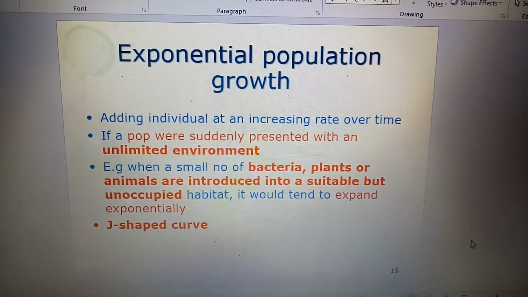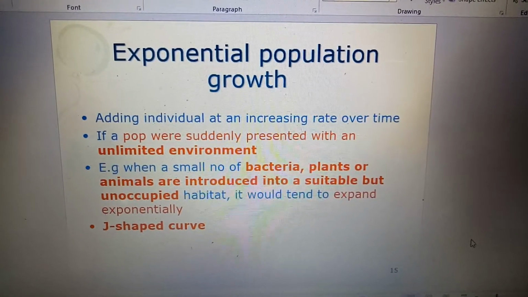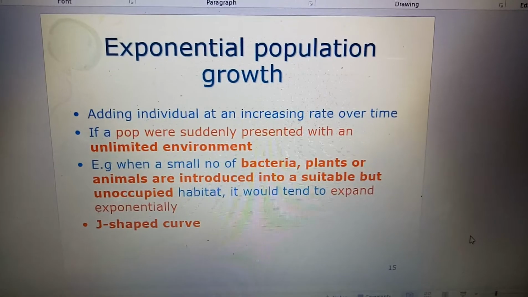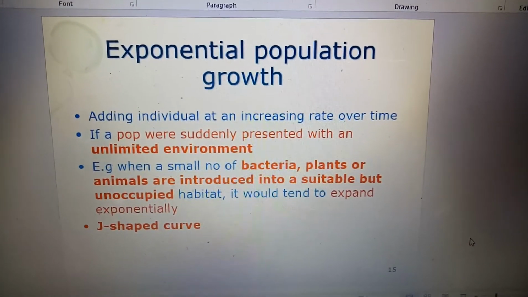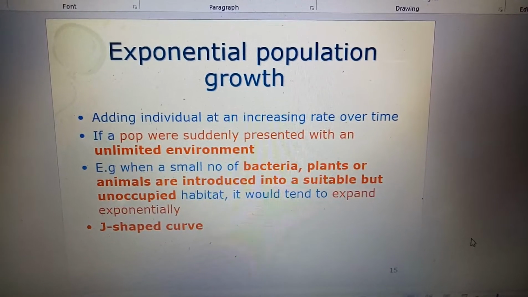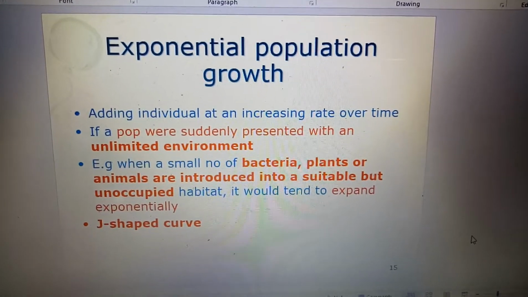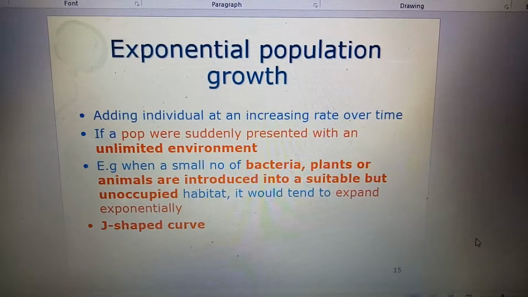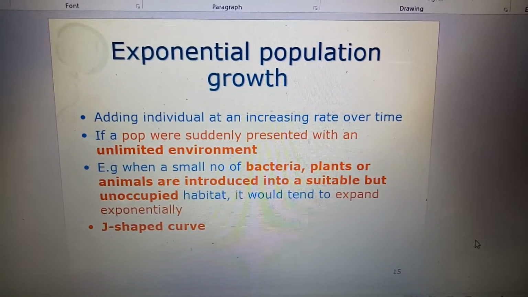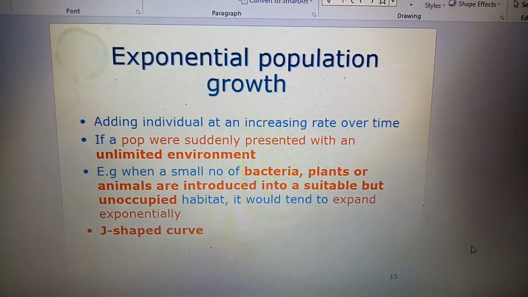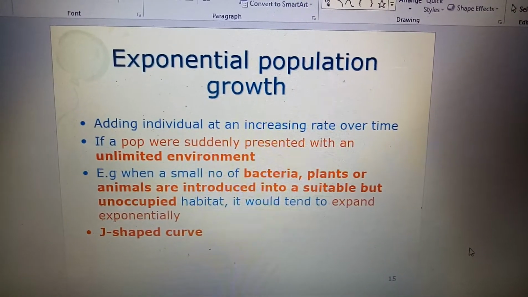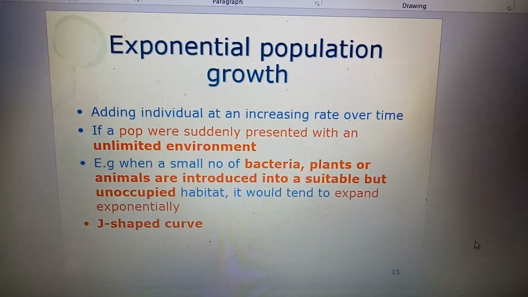This is actually about adding individuals at an increasing rate over time. If a population were suddenly presented with an unlimited environment, for example, when a small number of bacteria, plants or animals are introduced into a suitable but unoccupied habitat, it would tend to expand exponentially. So this is about the J-shaped curve.